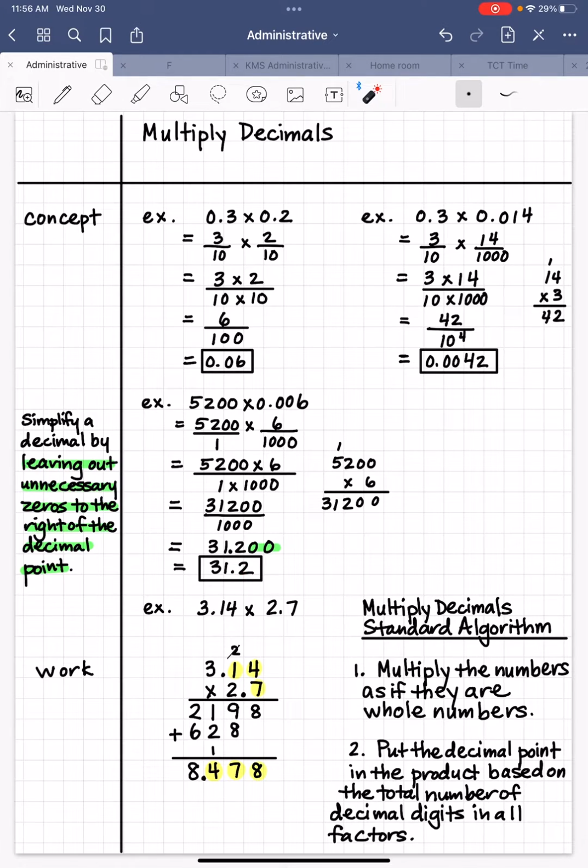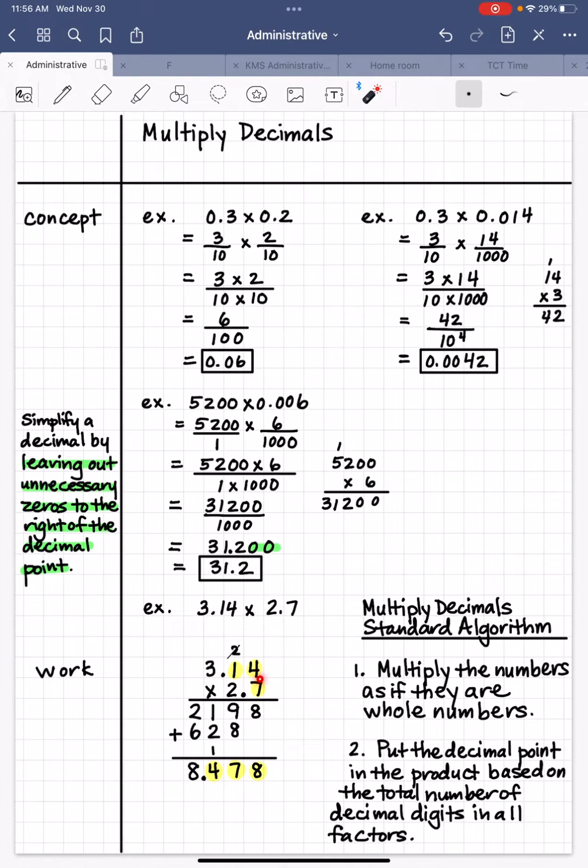All right, now here's the standard algorithm. So when you're given two factors to multiply, you're going to write them vertically, and we're not adding or subtracting decimals, so nothing has to line up. It's not about lining them up, because when we multiply fractions, we don't care if they have the same denominator. We just multiply the denominators. So we're going to just write the numbers.